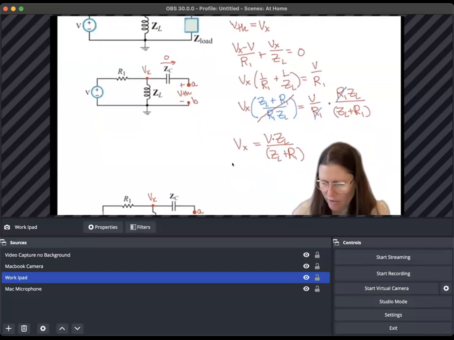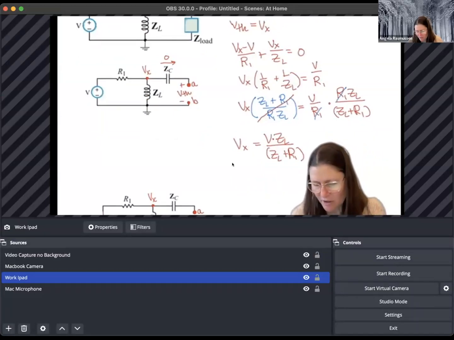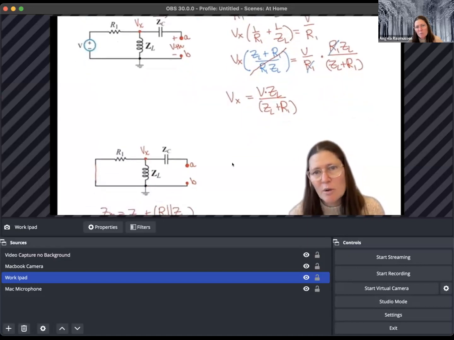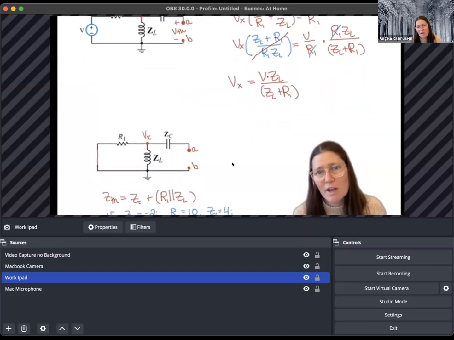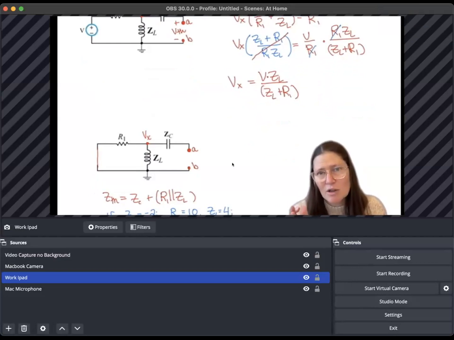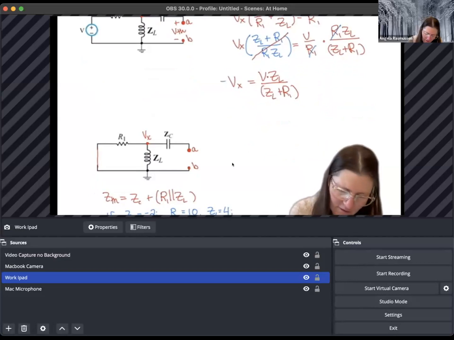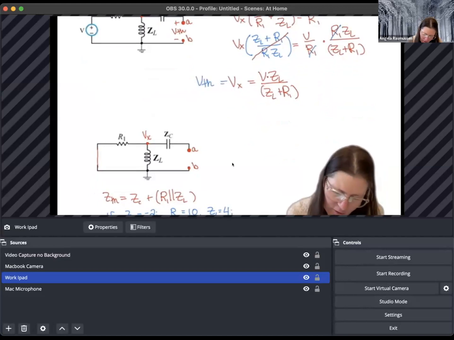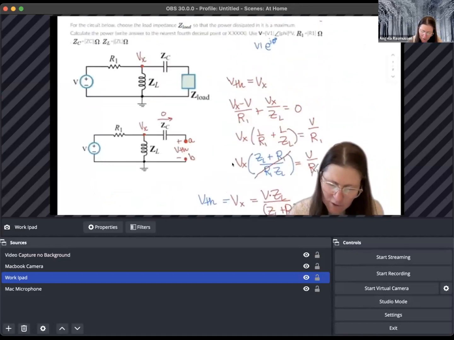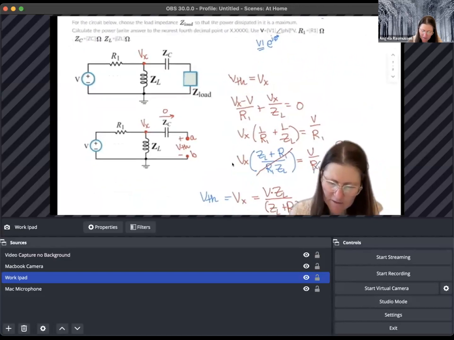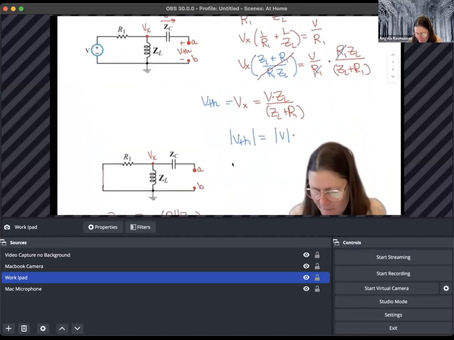That's amazing. So from here, you can plug in whatever your numbers are, you could then use Wolfram to simplify the ZL over ZL plus R1 and get the magnitude of VX. So to get the magnitude then of this, it will be the magnitude of V, which is V1 in this case, and then the magnitude of ZL over ZL plus R1.